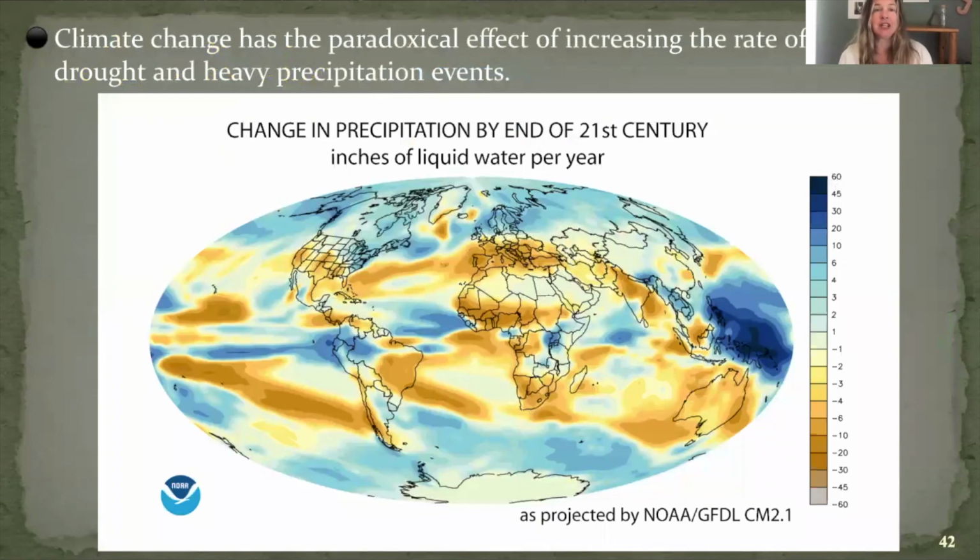Climate change has a paradoxical effect of increasing the rate of both drought and heavy precipitation events. It changes what has historically been the norm, at least for our human brain's time span. So we have more precipitation in some places and less precipitation in other places. We can even see that a little bit, and you've heard about this in our area in Colorado.